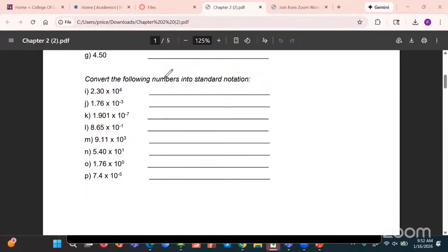Okay, so what would be your answer in this case? 23,000, yes, that would be correct. What about J? 0.00176. All right. So I'm going to leave the rest of you to do right now. Again, if you have any problems, let me know. And I'll be right back.